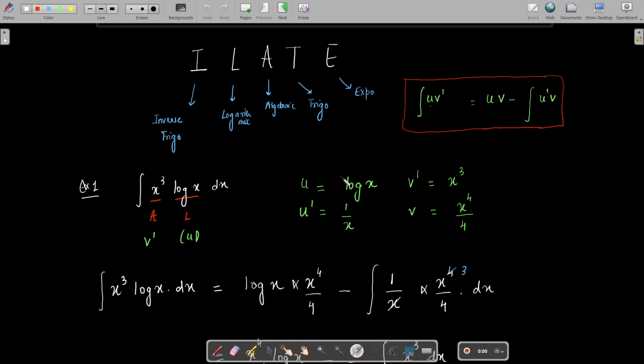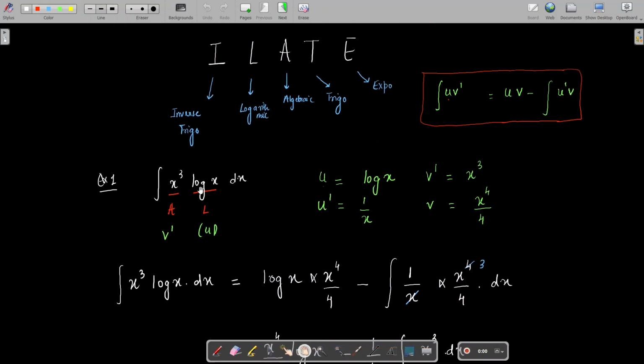So the rule of ILATE is, if you have to integrate, let's say, I'm going to take this example. If you have to integrate this integral, this is the product of two functions. First function is x cube, second function is log x. Now this x cube is an algebraic function, or we can also say it's a polynomial. Log x is a logarithmic function. So we will look at ILATE.